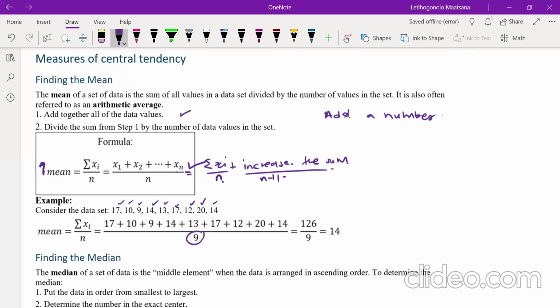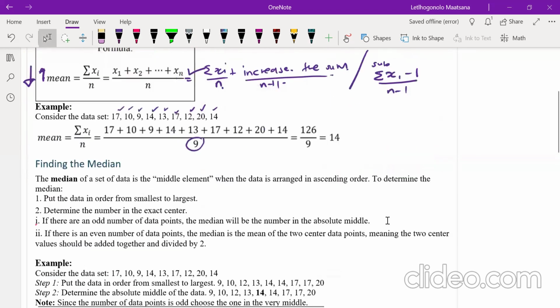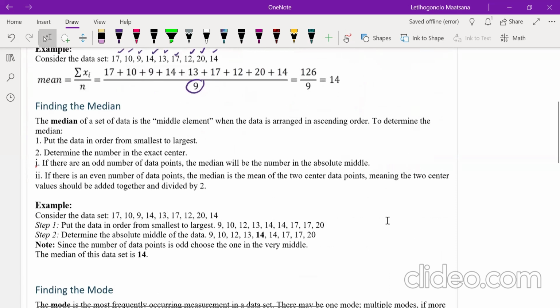We can decrease the mean by subtracting a number. What's going to happen is that the sum of all the numbers is going to decrease. So will the number of data points, but the top part is going to decrease more than the bottom part. So your mean will go down. We can increase and decrease the mean by adding and subtracting data points, that is.